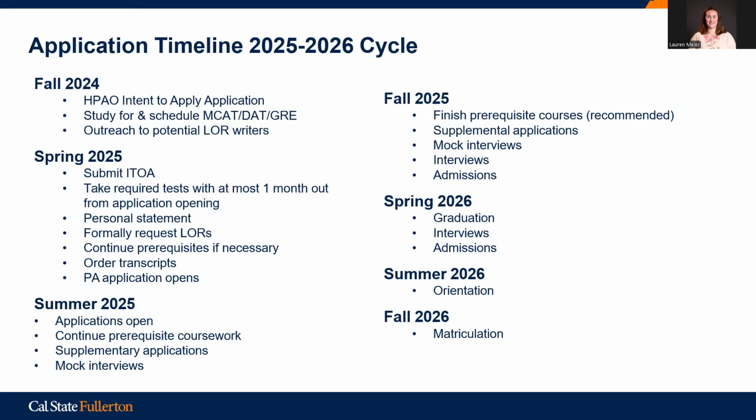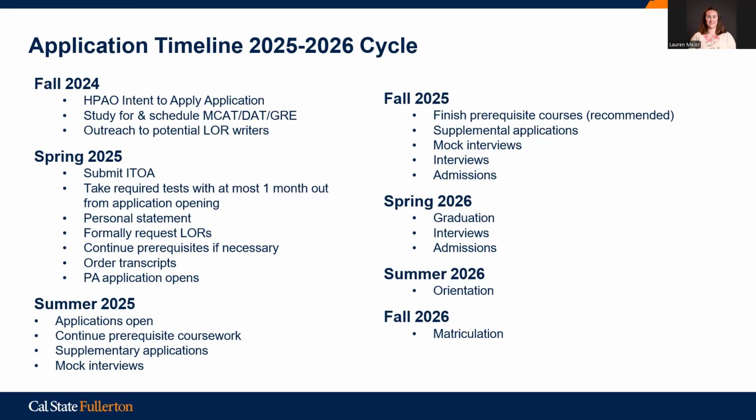So looking at our application timeline, given what we know about the portal opening dates and the intent to apply application, we're going to use students who are in the 2025-2026 application cycle as an example. They started their intent to apply application in fall 2024. This is when they scheduled their test dates and started reaching out to potential letter writers.